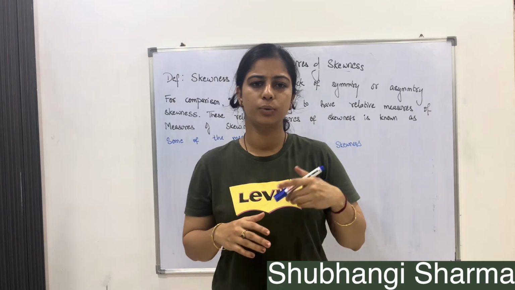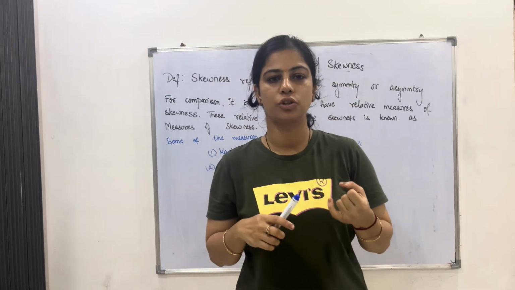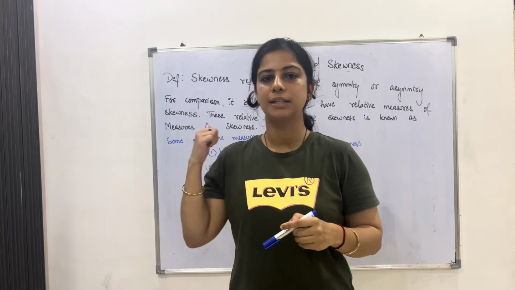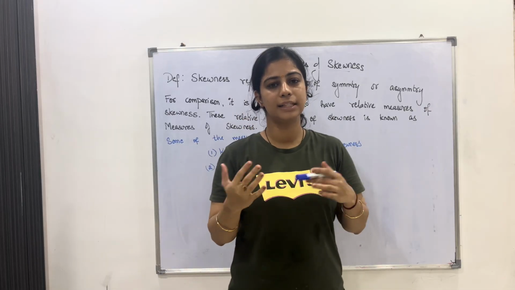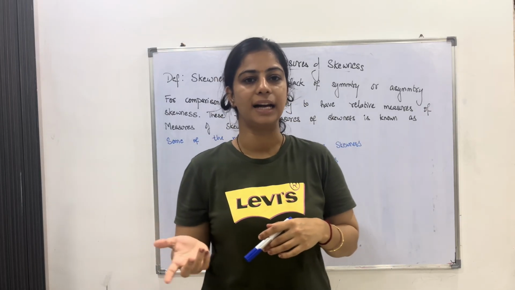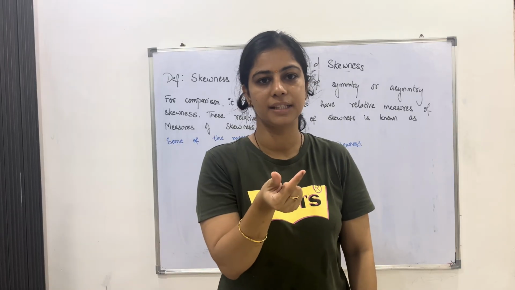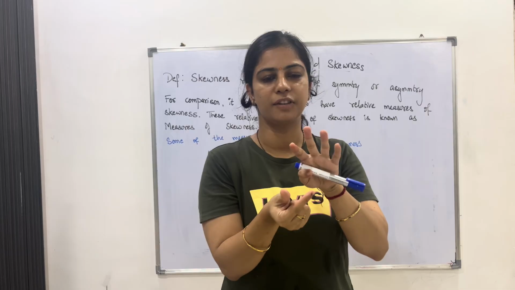So today we will be doing the last topic, measures of skewness. We have already seen what measures of central tendency are and what the measures of dispersion are. Now this is the last topic, which is measures of skewness. In measures of central tendency and measures of dispersion, we have seen that for the entire set of data, there is a single value which represents the answer for the given observations.